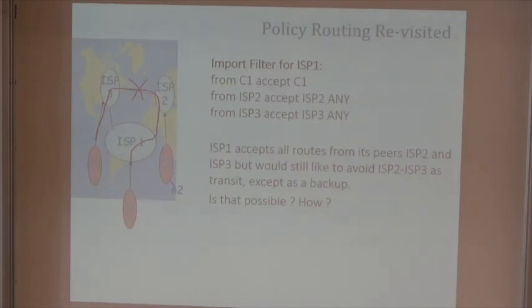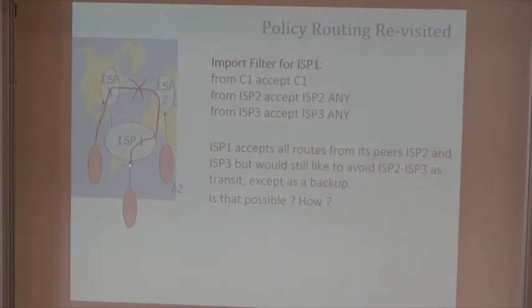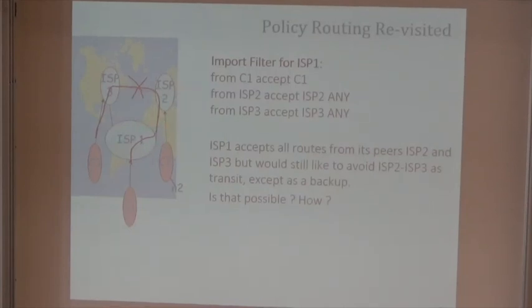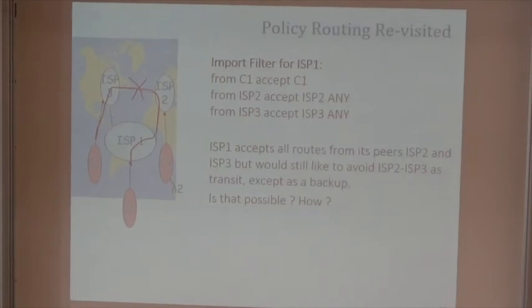Back to our very first example explaining policy last week, I am ISP1, right? Assume ISP1 does not want to use the link ISP2, ISP3 for transit because it has its own links and it wants to give a better service to its customers. So it would not like to do that, right? However, it's still a good idea to use it as backup. Even if you're a good provider, even good people have computers and routers that fail, right?